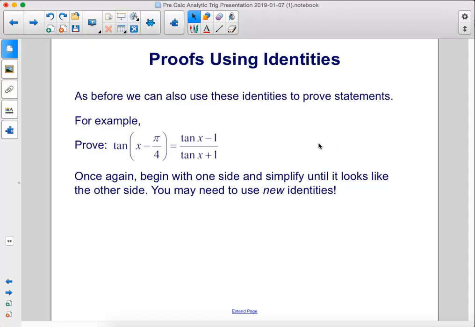As before, we can also use these identities to prove statements. For example, prove that tangent of x minus pi over 4 equals tangent of x minus 1 over tangent of x plus 1. Once again, begin with one side and simplify until it looks like the other side. You may need to use new identities.